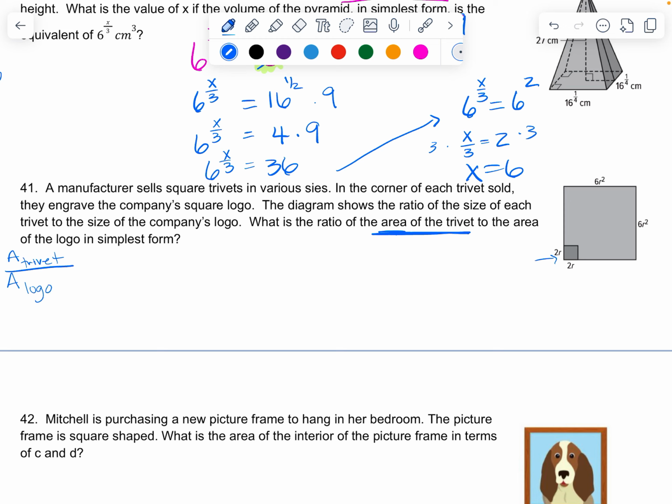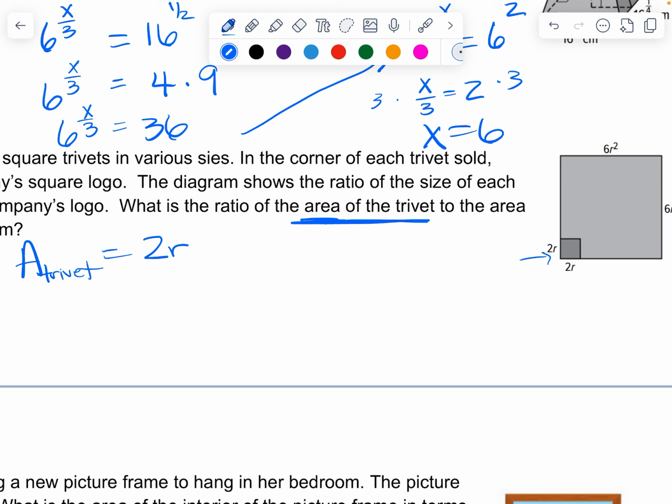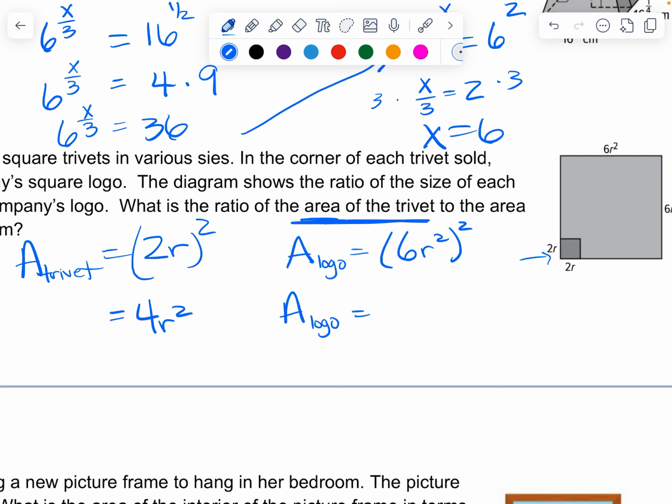Okay, so I need to find the area of each one of those. So the area of the trivet, okay, side squared, right? So 2r, and I'm going to square that. So that's going to get me 4r squared. The area of the logo, we have 6r squared. So the area of the logo is equal to 36r to the 4th.